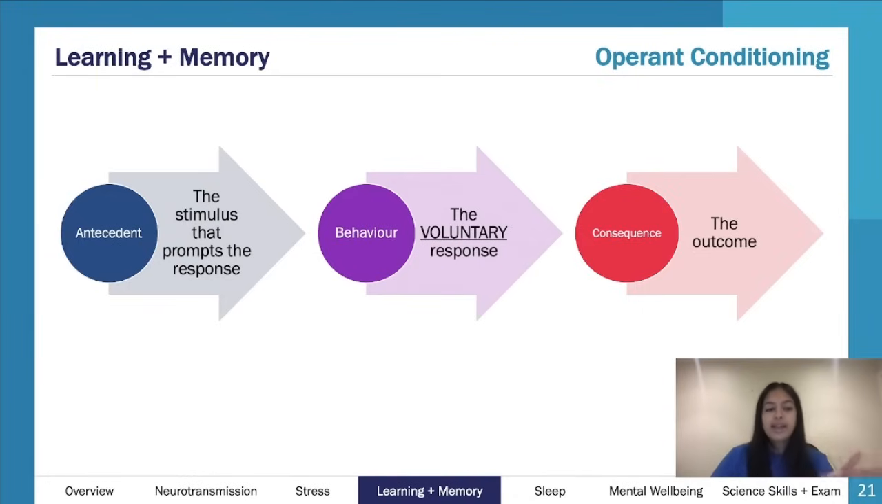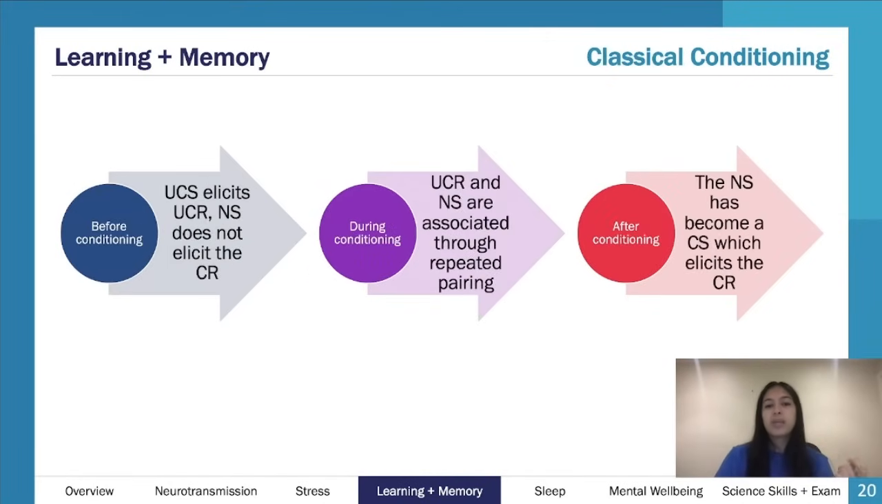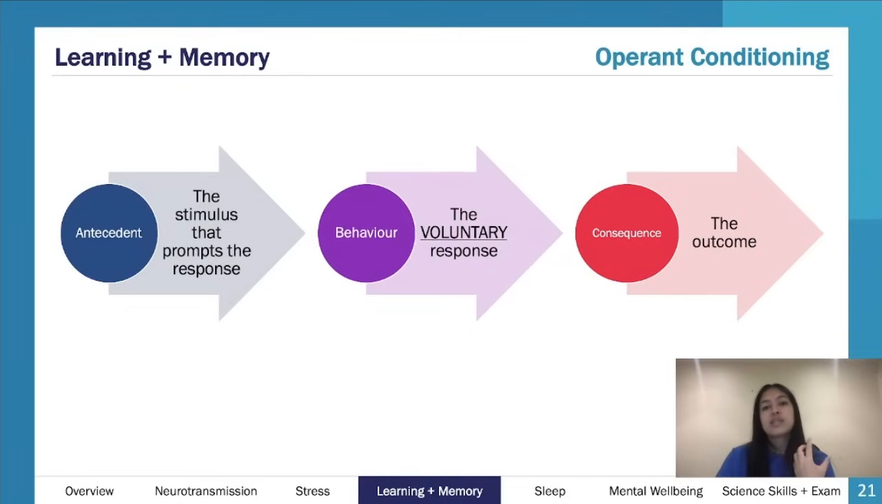So your antecedent, you can think about it being ultimately anything. So if I've got a dog again, and I tell the dog to sit, the behavior is voluntary. So unlike before, when you're thinking about innate things like salivating, this is voluntary. So the dog will voluntarily sit. So operant conditioning is this system of voluntary behavior and increasing or decreasing the likelihood of that behavior by manipulating the consequence or the outcome.